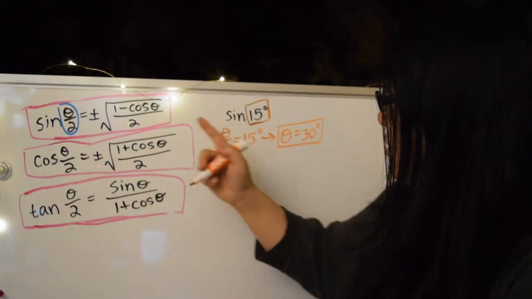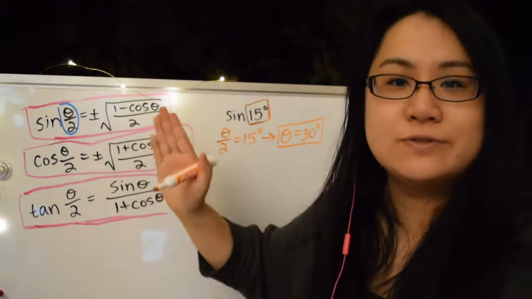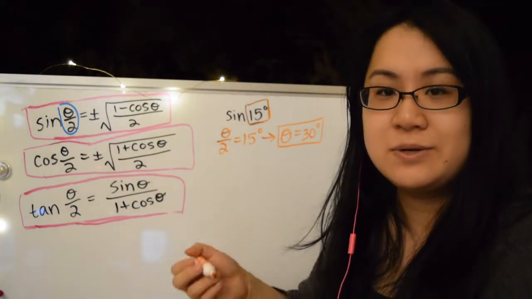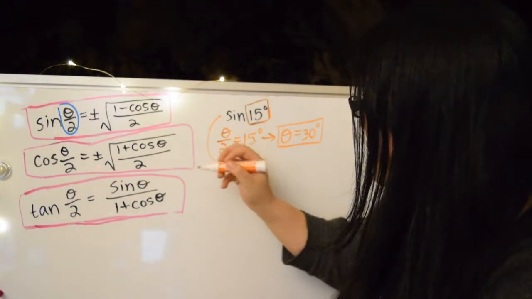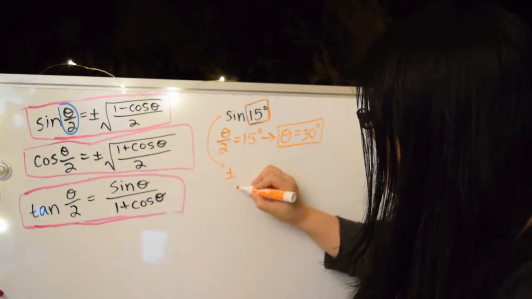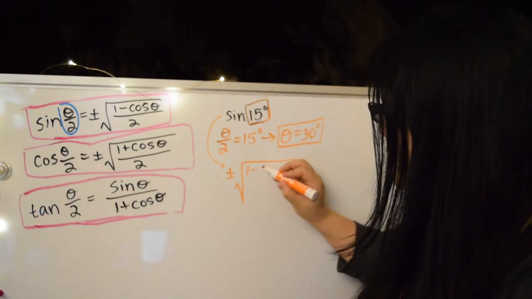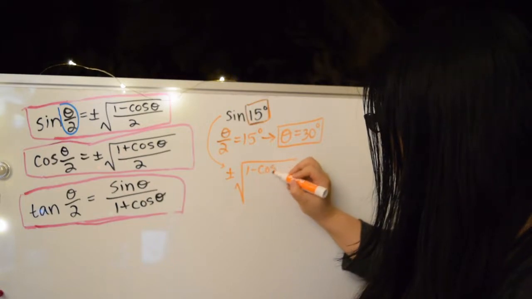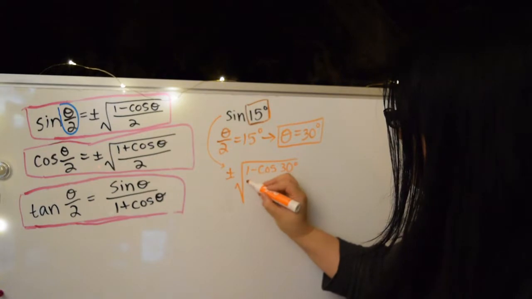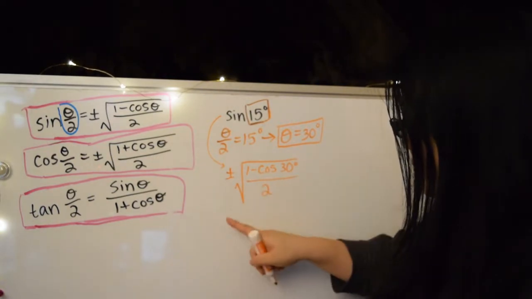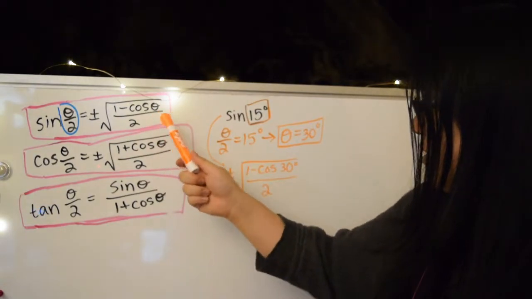So here we just plug and chug. 15 degrees is our theta over 2. We find what theta is by just multiplying that by 2. We plug into our equation and we get plus or minus the square root of 1 minus cosine 30, because theta is 30, all over 2. See that? Okay, so we find what theta is and then we just plug it in.